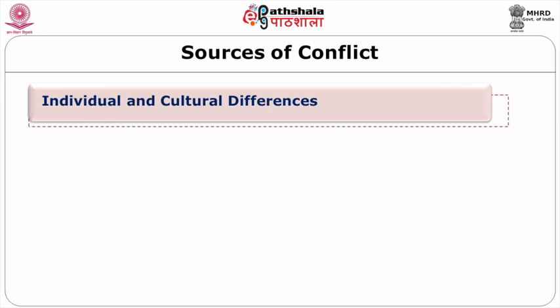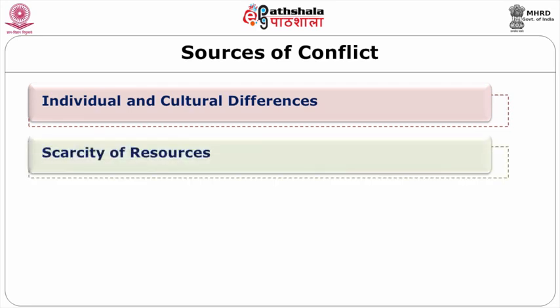So individual difference can be considered as one of the sources of conflict. Because of individual difference, there are chances of having conflict in the society. Another source of conflict is scarcity of resources. Many a time, because of scarcity of resources, every person doesn't get the resource required for his day-to-day living. Because of scarcity of resources, there can be chances of clashes between individuals.